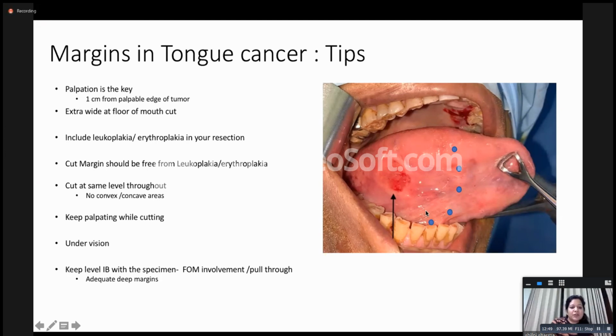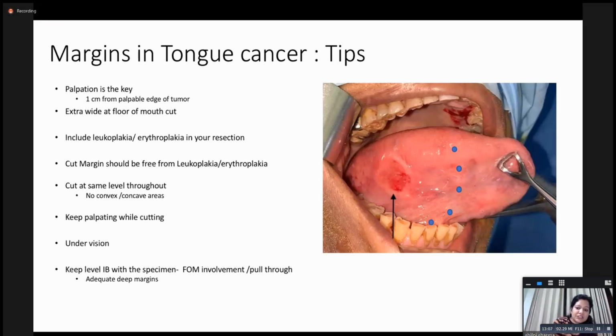Another important thing is that whenever you take the cut, it should be under direct vision, no hidden areas. You should keep palpating simultaneously while cutting, and it should be a smooth cut without any convex or concave area. Another important thing, especially when the tumor is reaching over here at the floor of mouth, or if you are doing the pull-through approach, is that it's a good idea to keep your level 1B lymph node along with the specimen, because that way your deep margin will never be compromised.